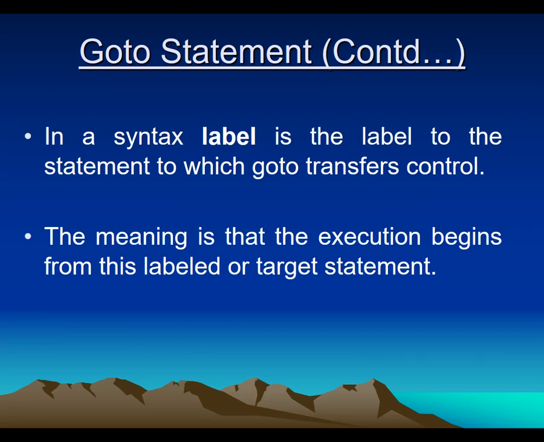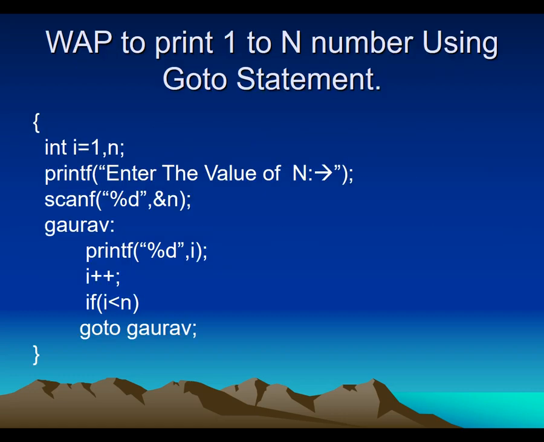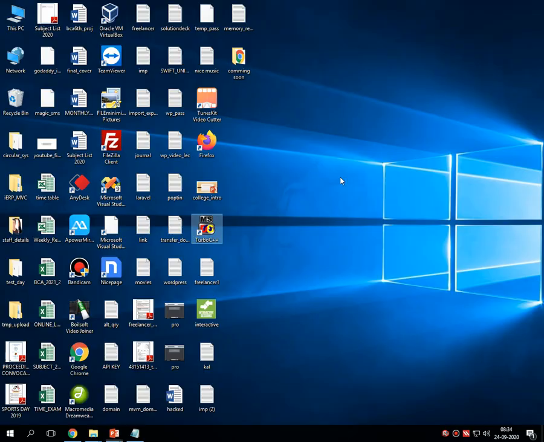Now in the syntax of the go to statement, label is the label to the statement to which go to transfers the control. The meaning is that execution begins from this particular label or targeted statement. Now let's write the first program using the go to statement.